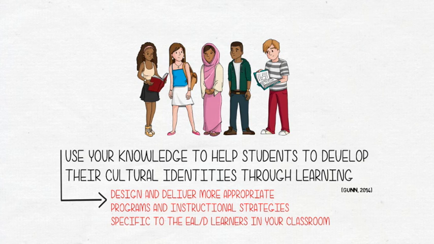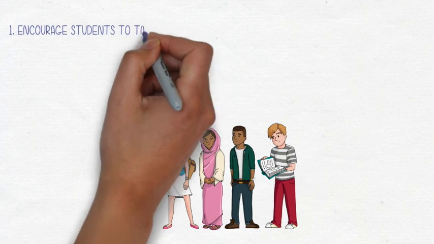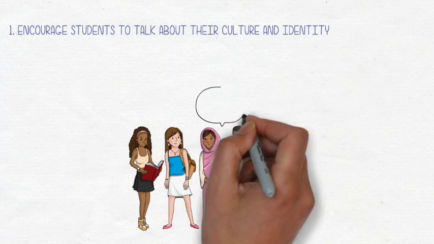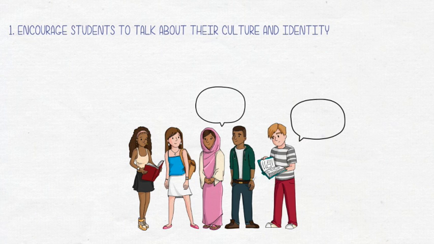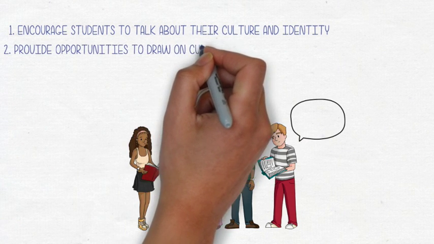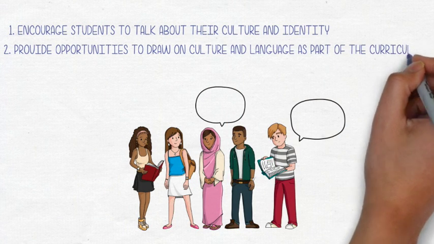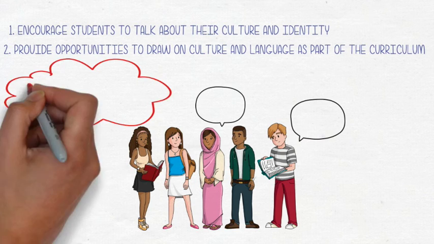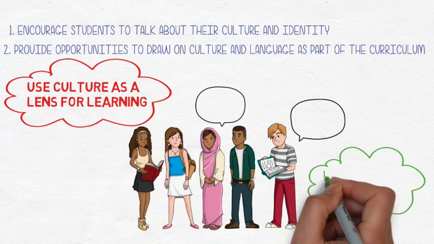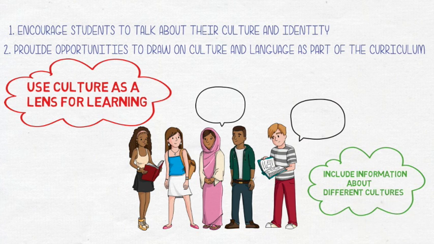This can be done in a number of ways. Firstly, EAL students should be encouraged to talk about their culture and identity in a variety of school contexts, including their regular classroom. They should also be provided with regular opportunities to draw on their cultural and language backgrounds as part of the school curriculum and learning activities to make their learning personally relevant and interesting. This can be done by using cultures as lenses through which students learn the curriculum and including information about different cultures when delivering subject content.